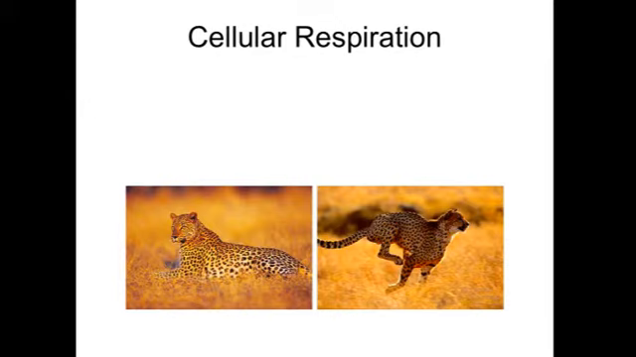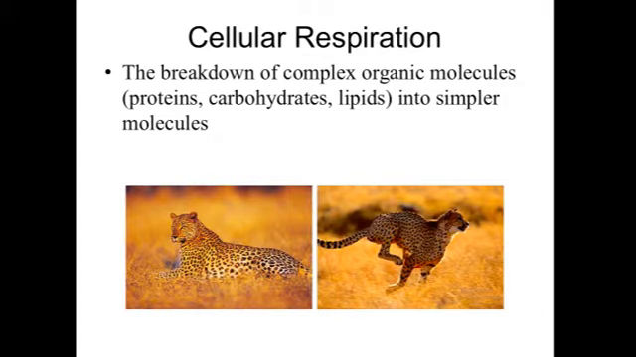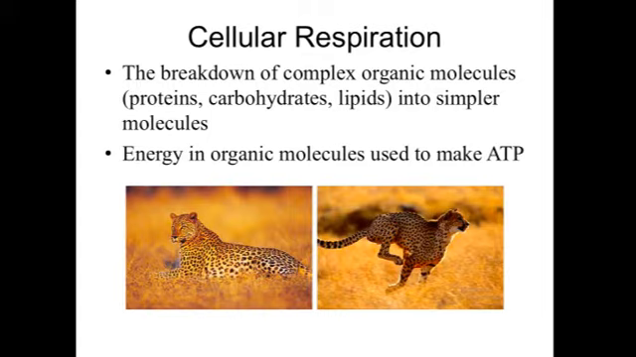We're going to be talking tonight about cellular respiration. Cellular respiration, if you remember, is the breakdown of complex organic molecules such as carbohydrates, proteins, and lipids into smaller molecules. We're going to focus mainly on the carbohydrates because it is the easiest one for living organisms to start with. Remember, we're going to take these simpler molecules and produce ATP.